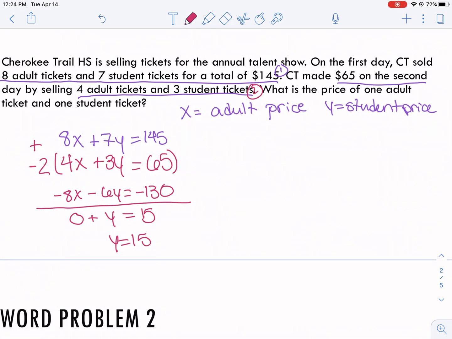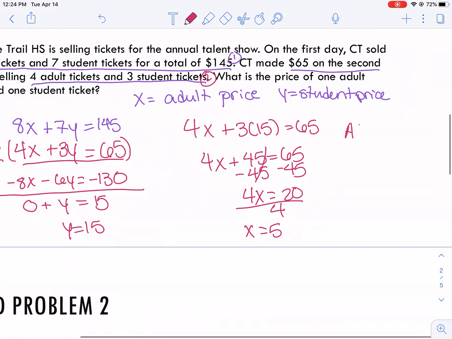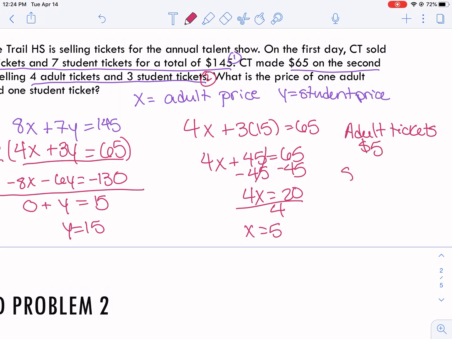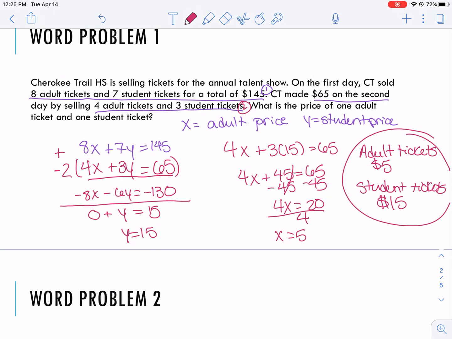So now I've got to find the price of the adult ticket. I'm going to use this one here. So 4x plus 3 times 15 equals 65. So 4x plus 45 equals 65, minus 45. 4x equals 20. Divide by 4, x equals 5. So these must be like senior tickets. So adult tickets are $5. Student tickets are $15. There you go. Okay, so that's how it's not much different. We just have to write the equation first.